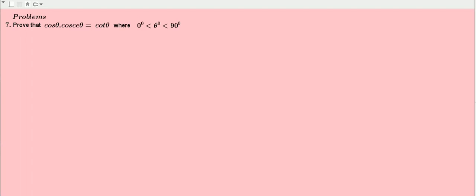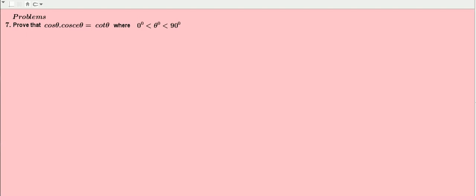In previous video, we solved 6 problems. In this video, I am going to take problem number 7. Prove that cos theta into cosecant theta equal to cot theta, where 0 degree less than theta less than 90 degree.